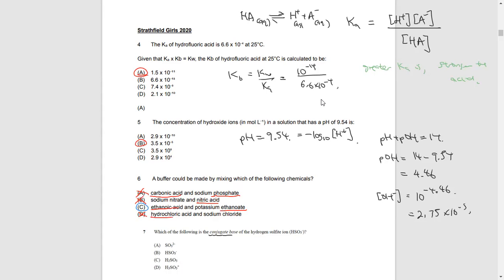Now, the conjugate base of hydrogen sulfide. To get the conjugate base, you simply remove an H plus, so that makes it 2 minus, and therefore the answer will be S 2 minus.